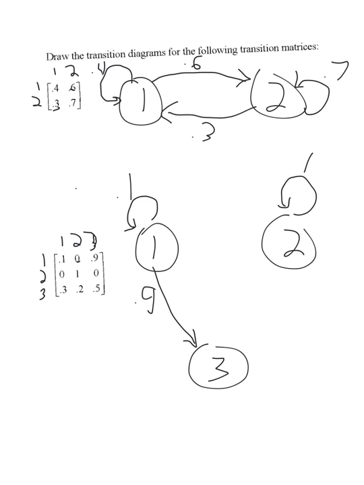State 3 goes to state 1 at a probability of 0.3. 3 goes to 2, probability of 0.2. And back to itself, probability 0.5. And there's our diagram.